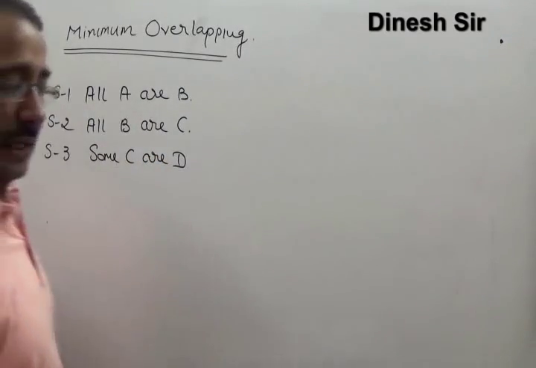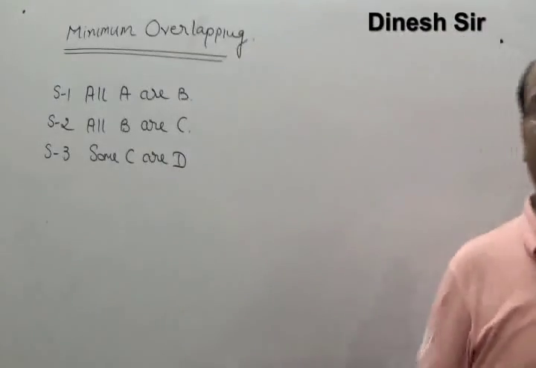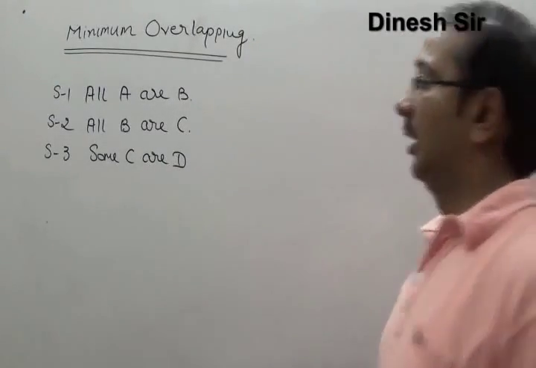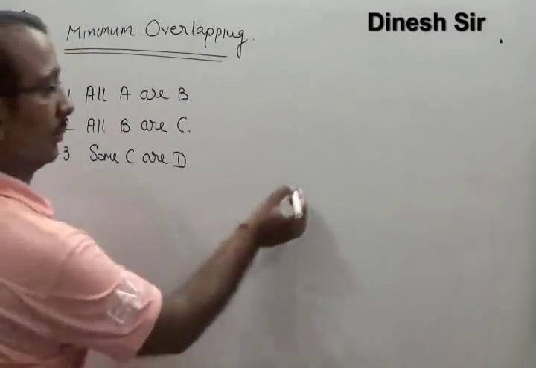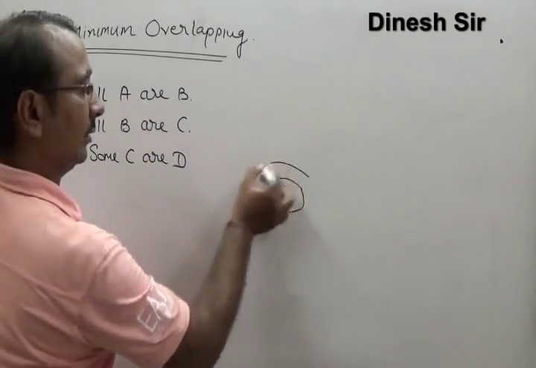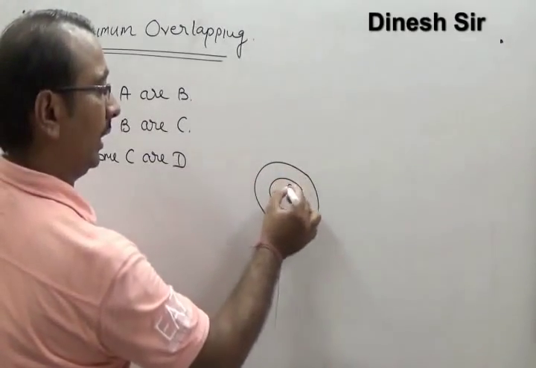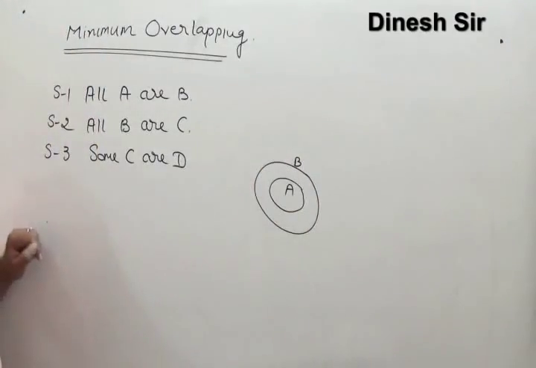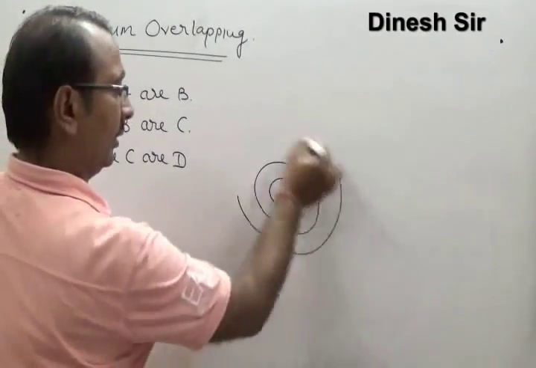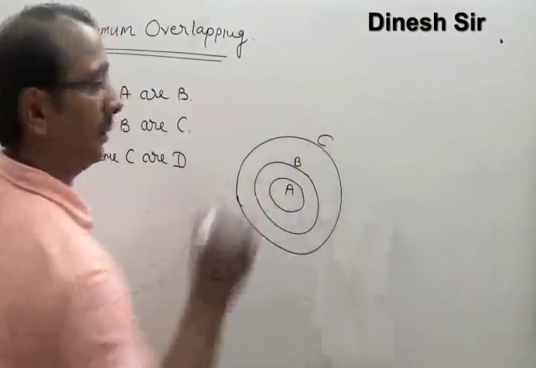Right? And we have to draw the possible Venn diagram for this. Now I will start with all A are B. Suppose this is A, this is B. It is given that all A are B. Then all B are C. So I may say this is C, all B are C.